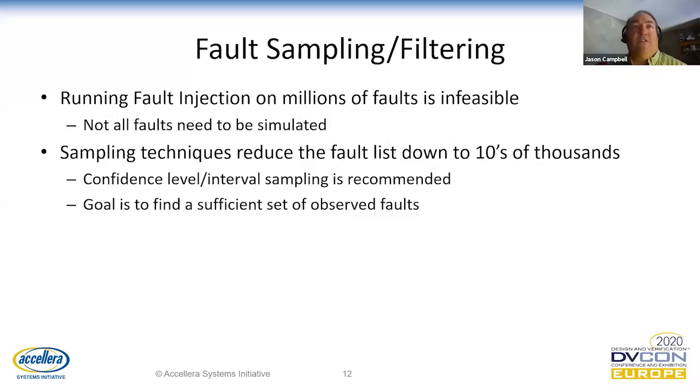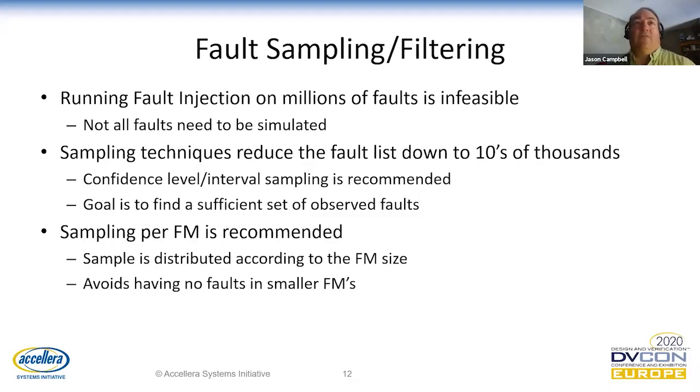We use confidence level interval sampling. So if we say we have a confidence level of 99 and interval of 1 on 10 million faults, and we have a safety mechanism that is 95% effective, we actually only need 3,056 faults run in fault injection. So you can see this is a really important way to get these numbers down. But you also have to get enough faults to get the statistics to work for you.